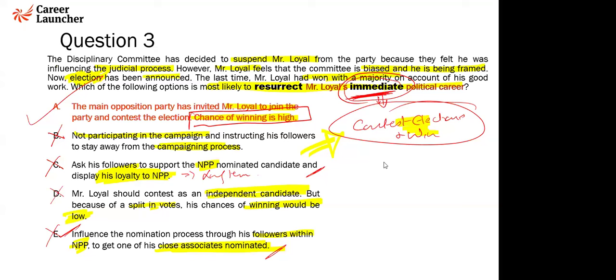Utsav says, how is he long term? He's already suspended. Again, Utsav, as I said, suspension is temporary. Suspension is not the permanent thing. Expulsion means you're out of the party. Suspension means it will be overturned once we are convinced that you're fine.